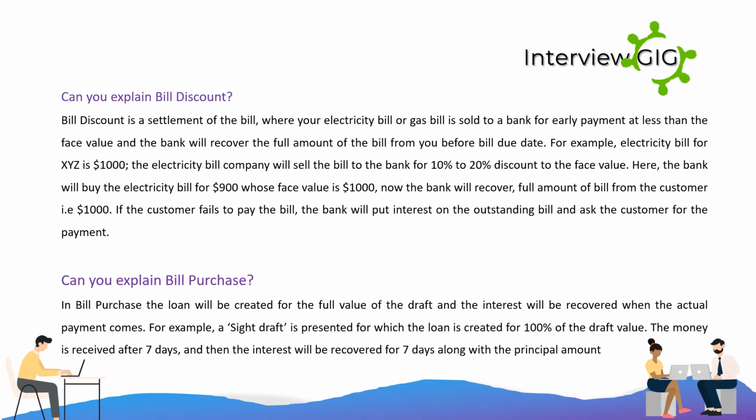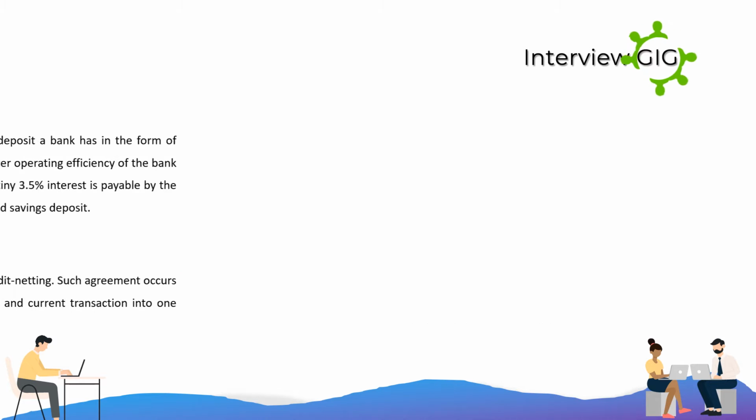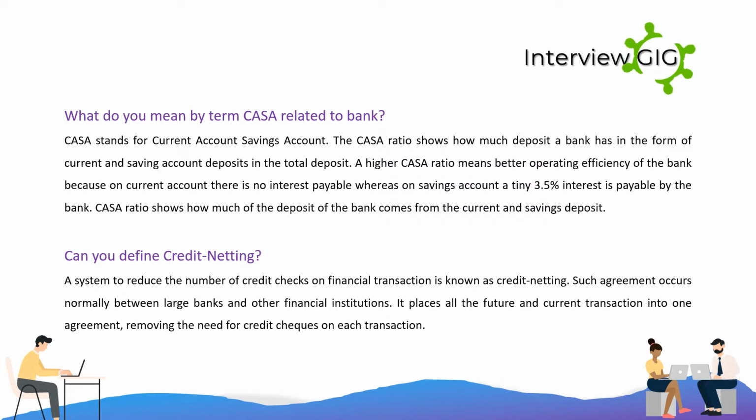Can you explain bill purchase? In bill purchase, the loan will be created for the full value of the draft and the interest will be recovered when the actual payment comes. For example, a sight draft is presented for which the loan is created for 100% of the draft value. The money is received after 7 days, and then the interest will be recovered for 7 days along with the principal amount.